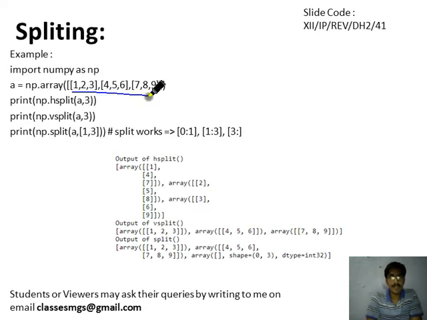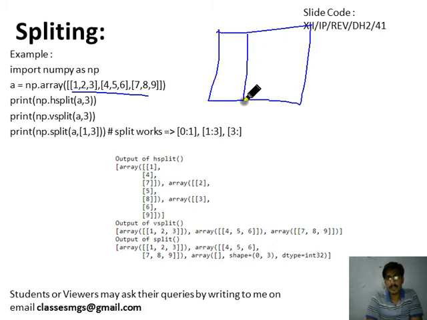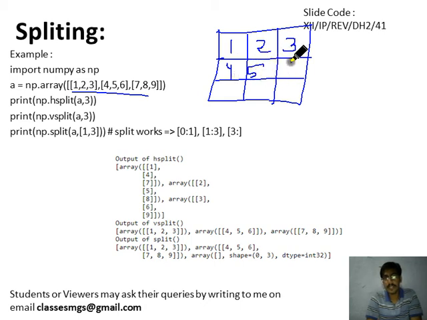Now we will see this numpy array. Let's suppose this is the numpy array that is given. Let's suppose this is 1, this is 2, this is 3, this is 4, this is 5, and this is 6, this is 7, this is 8, and this is 9. Now this is 0, 1, 2, 0, 1, and 2.